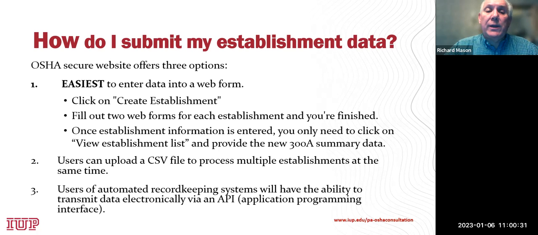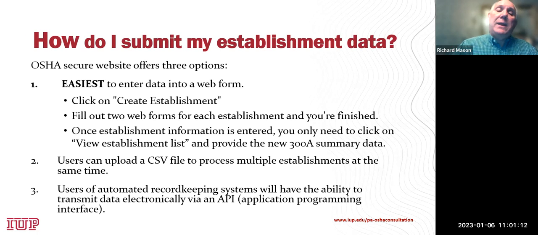So you just enter your 300A data. Once the establishment information is entered, you only need to click on View the Establishment List and provide the new 300A summary data. Now, you can upload a CSV file of data if you have multiple establishments that you're reporting. So if you're a huge business with a lot of establishments, you may find this easier. If you're a consultant that does injury and illness reporting for multiple clients, maybe you find this easier. So that's an option, but the vast majority of you are just going to enter your data on the site.